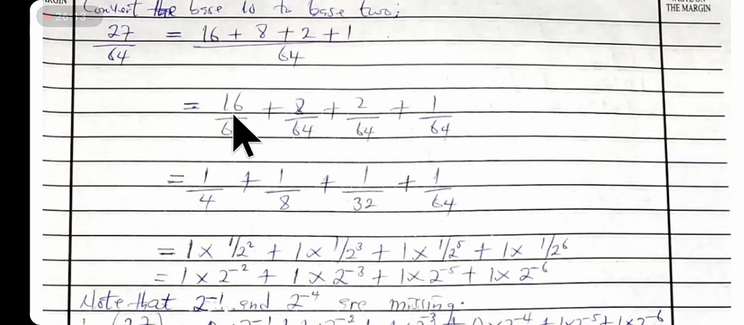So 16 all over 64, 8 all over 64, 2 all over 64, 1 all over 64. 16 in 64 is 4, 8 in 64 is 8, 2 in 64 is 32, then 1 in 64 is 64.